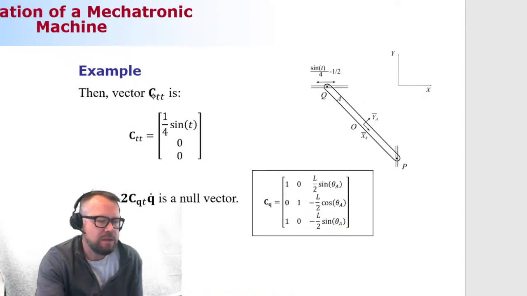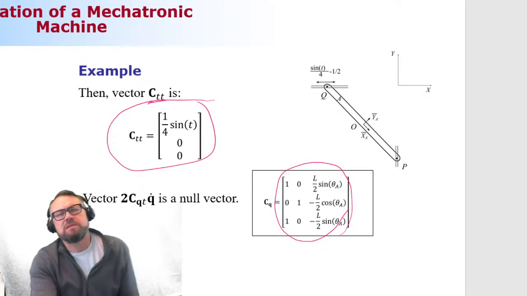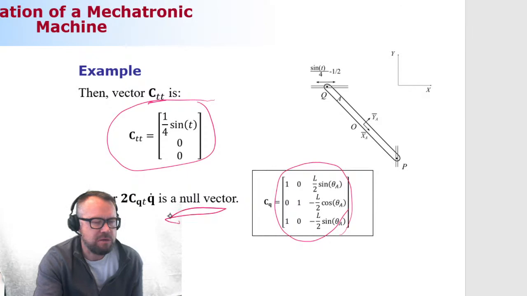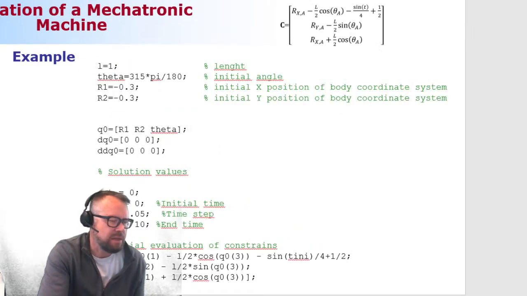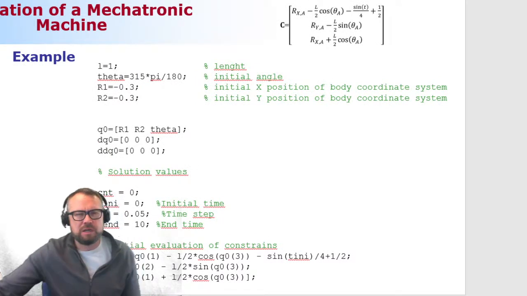Let's move on. There are a couple more components to go. Here you differentiate the constraint twice with respect to time. We already differentiated that once, so that's how it looked. And then the Jacobian matrix, which is this one, differentiated with respect to time. But time is not explicitly mentioned here, so that's going to be a zero vector. So here it is. Here's my MATLAB implementation.